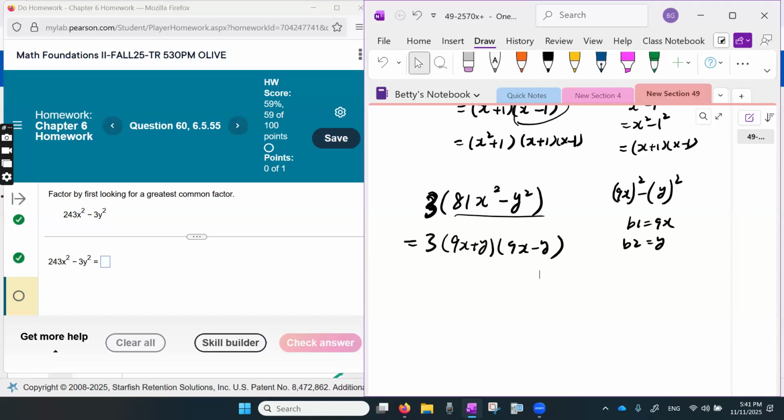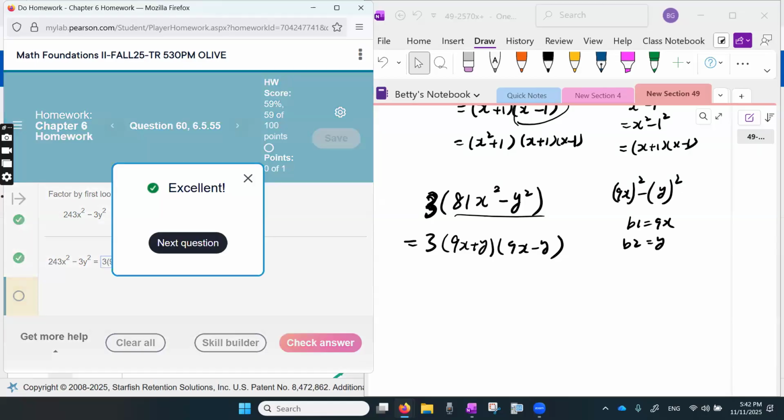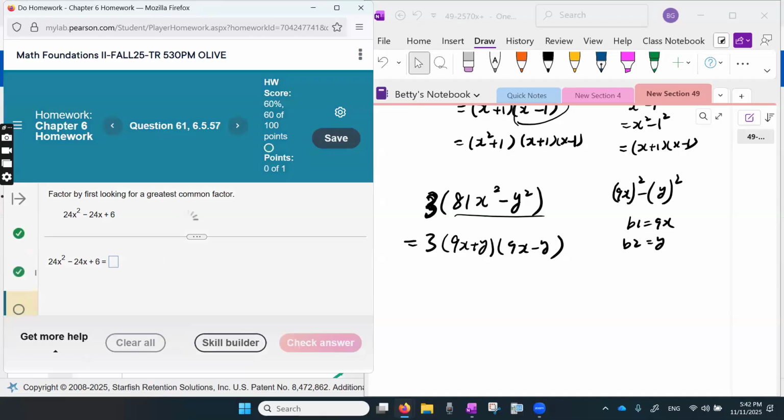So we're going to enter the result here. Don't forget we have a GCF 3 in front of the parentheses. Parentheses times parentheses. We have 9x plus y, and 9x minus y. All right? Yeah, GCF, we need to take out the GCF first.